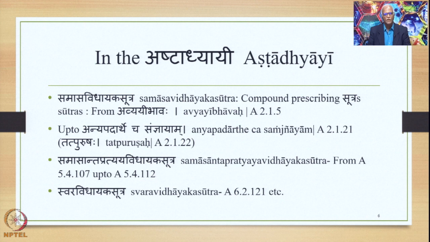Incidentally, 2.1.22 is tatpurushaha, which cancels the word avyayībhāvaha, which continues from 2.1.5 up to 2.1.21. Then the samāsānta pratyaya vidhāyaka sutras, namely the sutras which prescribe the suffix that appears at the end of the samasa, as far as avyayībhāva compound is concerned, are stated in a small section which begins with 5.4.107 up to 5.4.112. There aren't many swara vidhayaka sutras related to avyayībhāva, the sutras prescribing the accent. However, we find a few, for example, 6.2.121, etc.